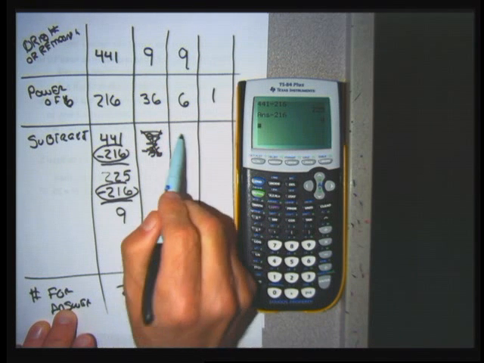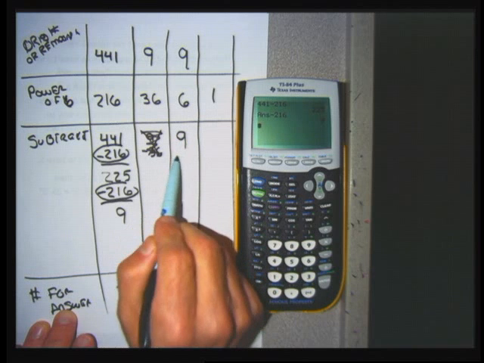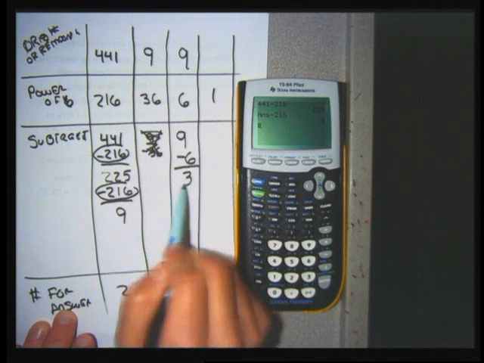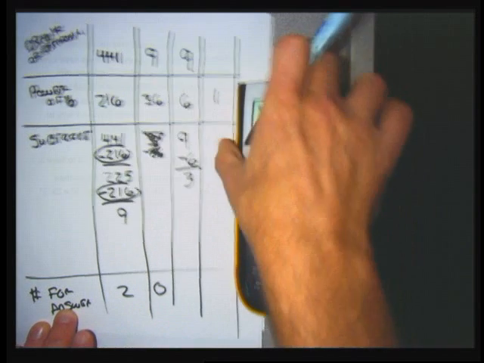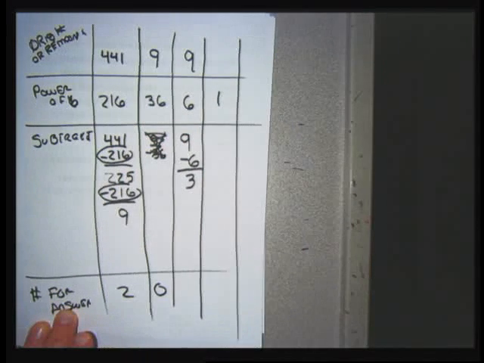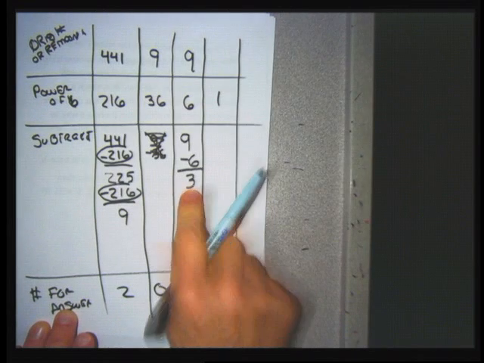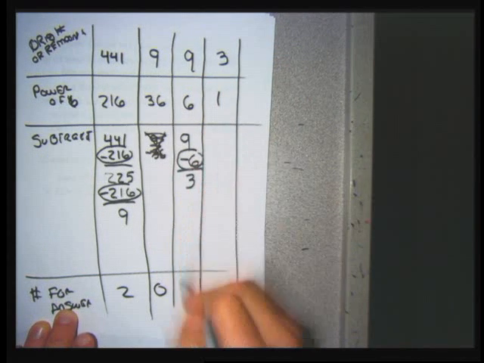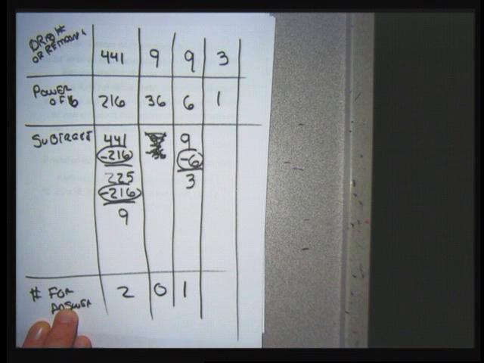And now I'm going to do the subtraction. This subtraction I can do. 9 minus 6 is 3, but 3 minus 6 would give me a negative. I can't subtract it again, so this becomes my remainder. And the one time I was able to subtract 6 becomes the number at the bottom of the column.